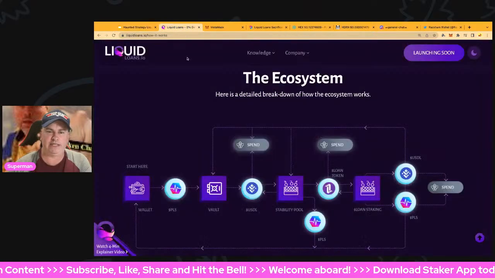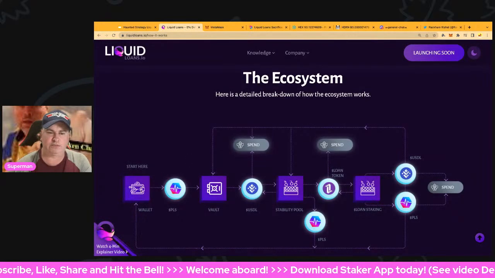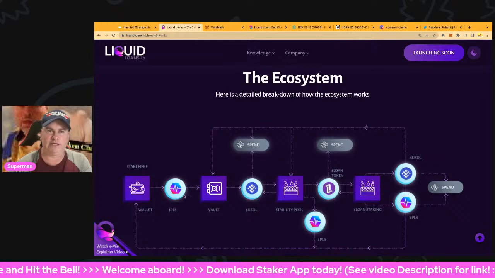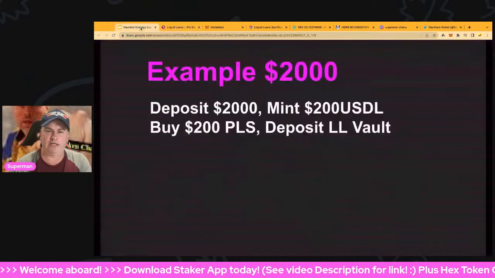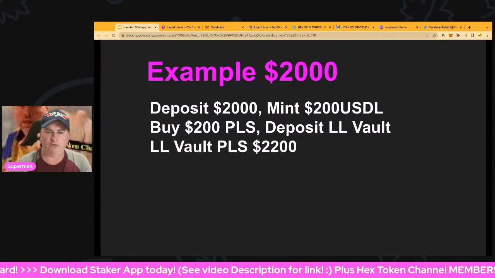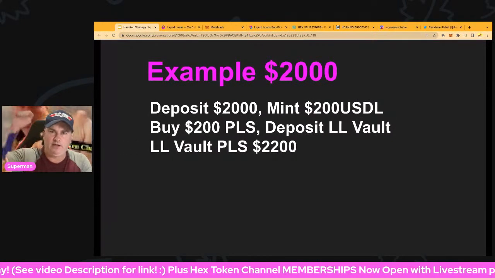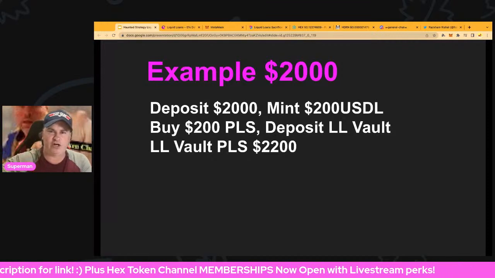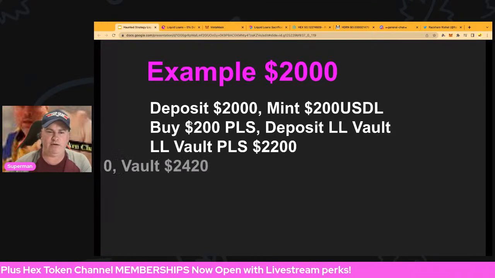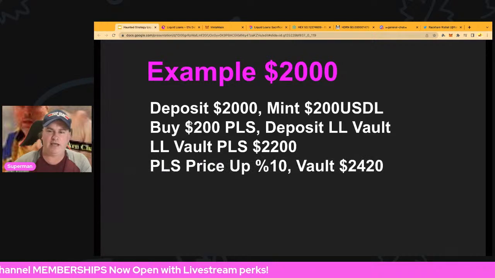And of course, we can see that on here. We just got $200 more of Pulse and we put more Pulse in our vault. So second time we put Pulse in there. Very, very cool. And then, of course, the Liquid Lines vault is now worth $2,200. Yeah! So we're winning and the price hasn't even gone up yet. Very, very nice. But now, of course, the price goes up 10% and we are winning.